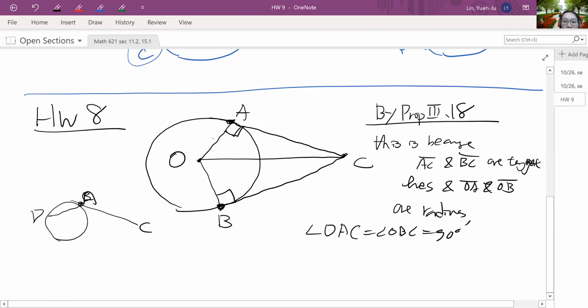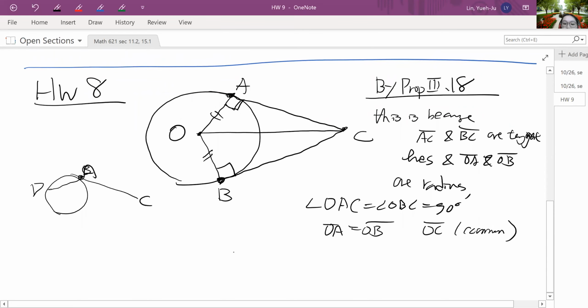Then you also point out that OA and OB are radii of the circle, so they are equal. Then you also have a common side, OC. In this case, this is a right triangle, right? And essentially you have a common hypotenuse and also equal legs, plus this is a right triangle. So we are going to use the hypotenuse and leg scheme.